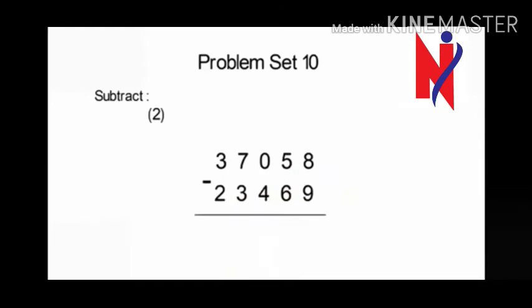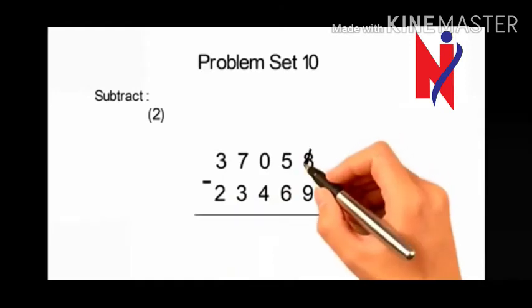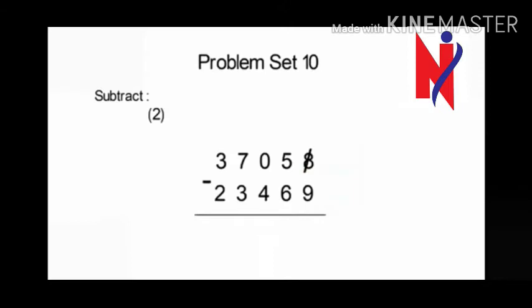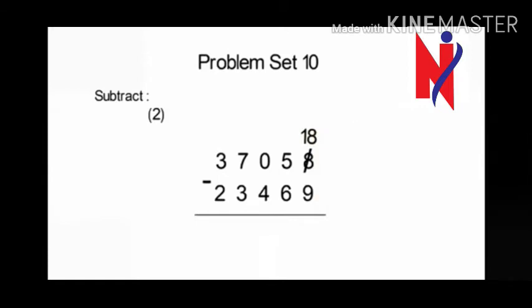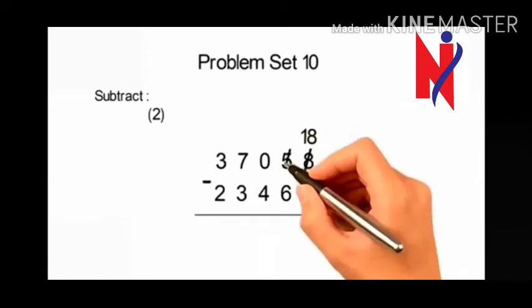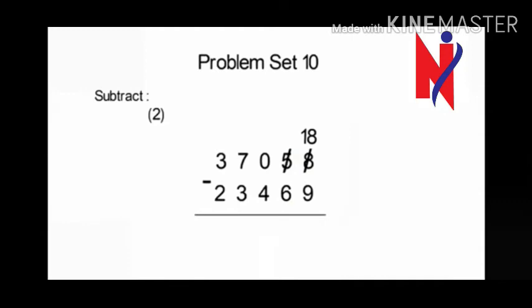37,058 minus 23,469. Can you minus 8 from 9? No. So you will borrow from its next neighbor, from 5. So 5 will become 4. Now can you minus 4 from 6? No. And 18 minus 9 is 9.